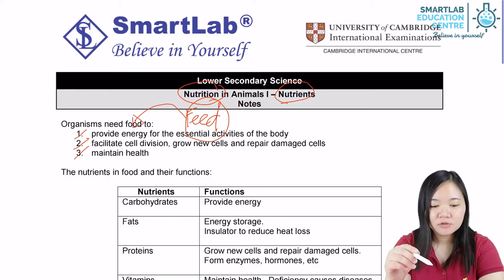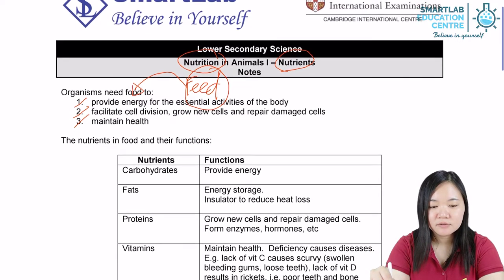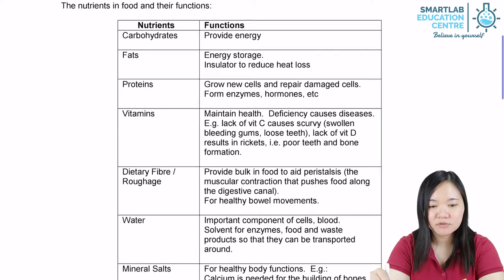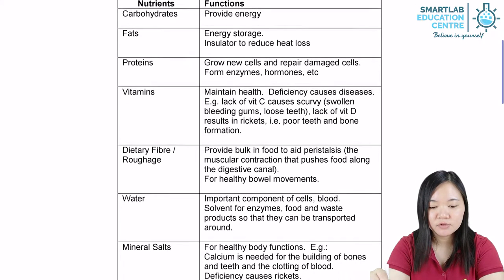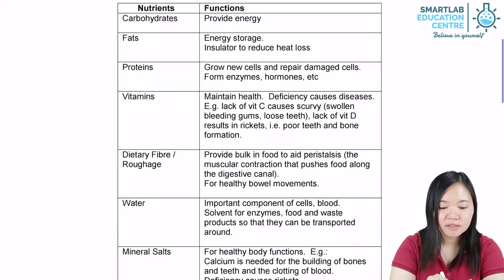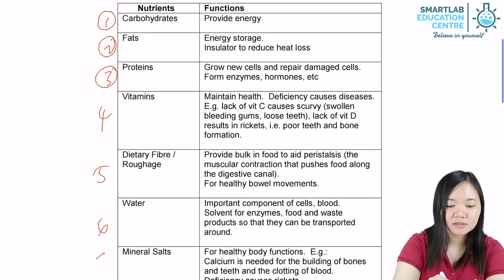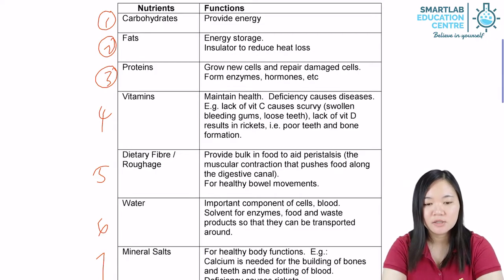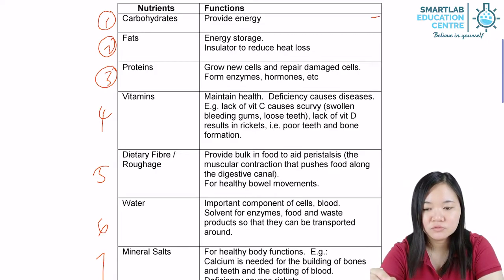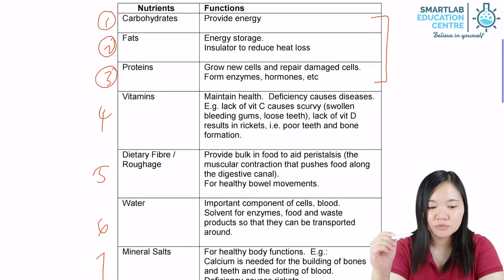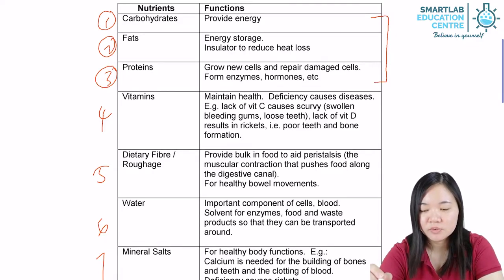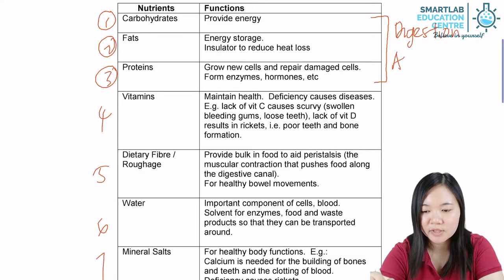The nutrients in foods and their functions: there are seven types of nutrients. We can see seven types of nutrients here, 1, 2, 3, 4, 5, 6, 7. Okay, we can classify them into their respective groups. Over here, this group requires digestion. This group will be absorbed.